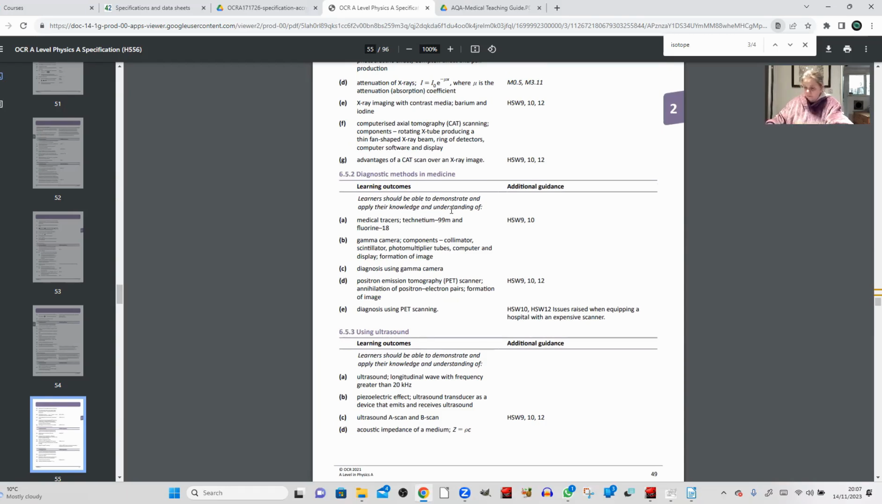Right, okay, so I am going to stop sharing this and pull up a whiteboard, and we're going to have a quick look at one or two things about medical isotopes.